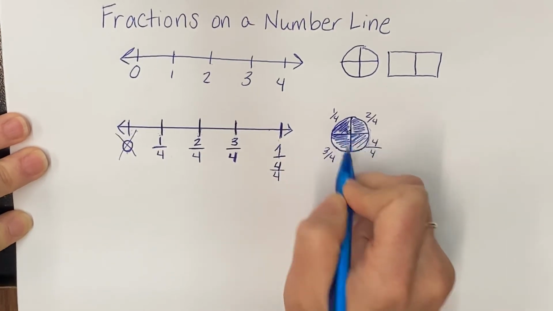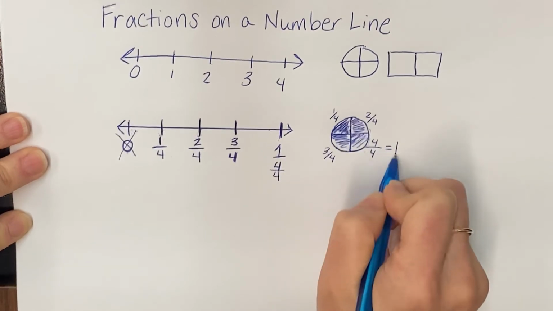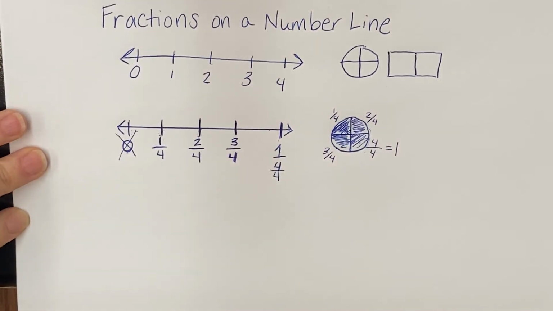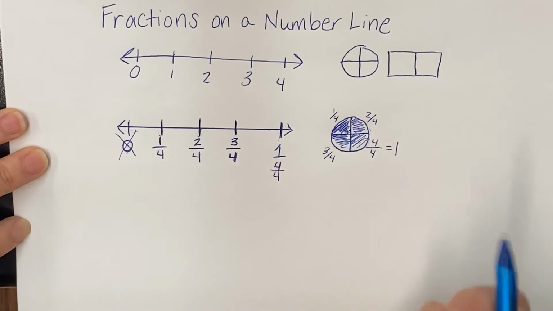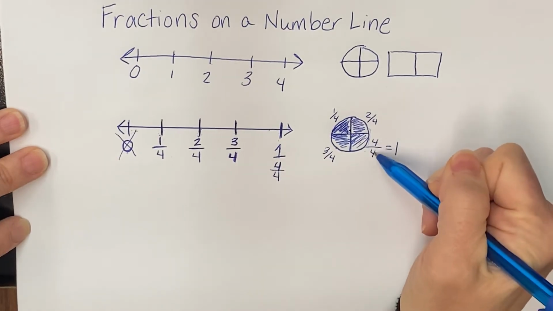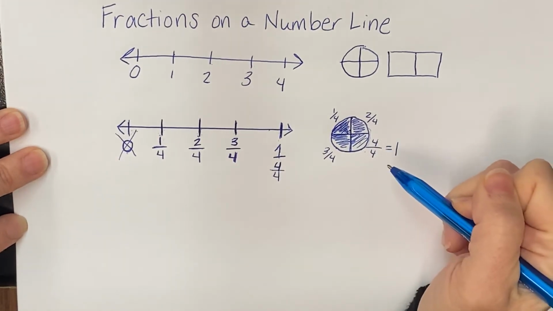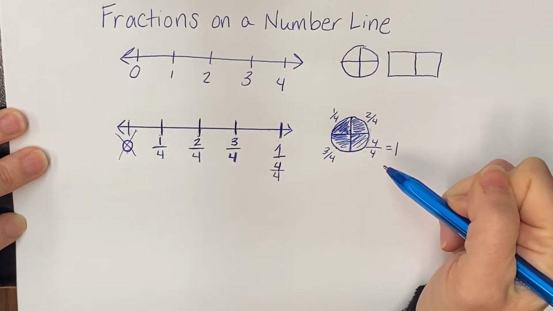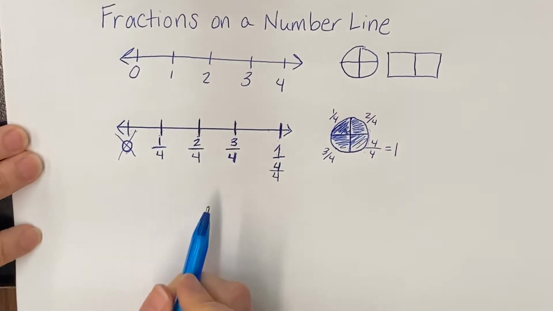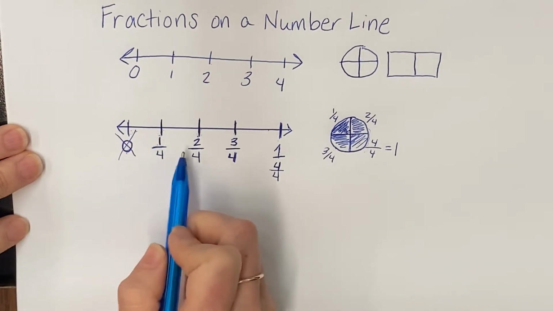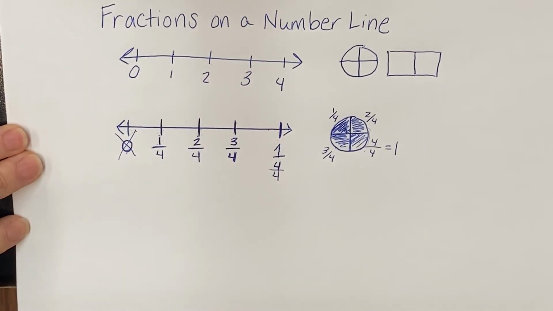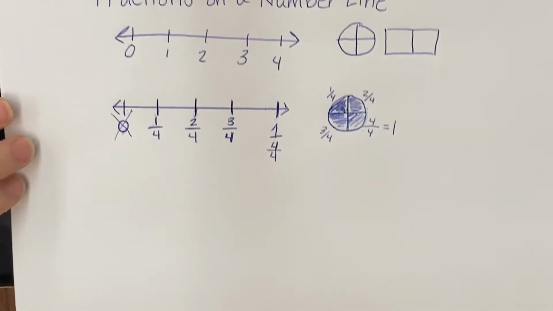And when the whole piece is shaded, it is the same as one whole. One whole circle is shaded. So anytime you have a number over itself, 4/4, 5/5, 6/6, it means one whole. Okay, so we have 1/4, 2/4, 3/4, and 4/4. And that's how you would label the fractions on the number line. Let's try another one.